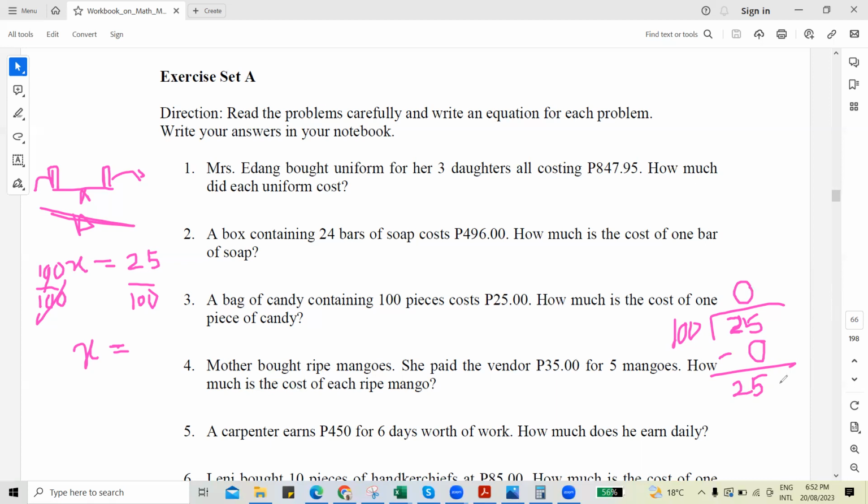25 divided by 100, you can't. Then you put a 0 there. And when you put 0, you put a decimal here. And 250 divided by 100. 200, put the 2 here. 50 left over. Put another 0, it doesn't matter. 500 divided by 100 is 5. So 0.25.